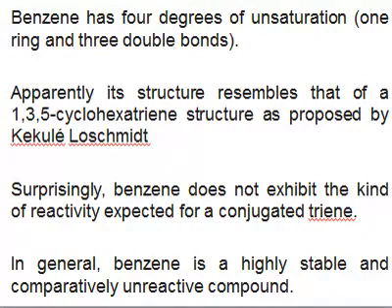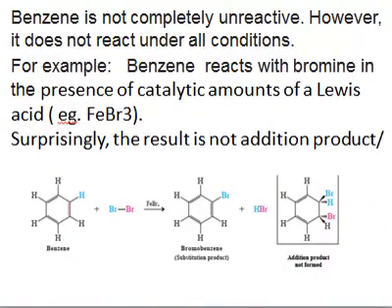However, another surprise is that benzene does not exhibit any kind of reactivity similar to a conjugated triene, right? Benzene is extremely stable, while cyclohexatriene is not stable at all. Benzene is comparatively unreactive as well, right? So benzene is not completely unreactive, it is comparatively unreactive. It does react under some conditions, but you need to have a catalyst for benzene to react, right?